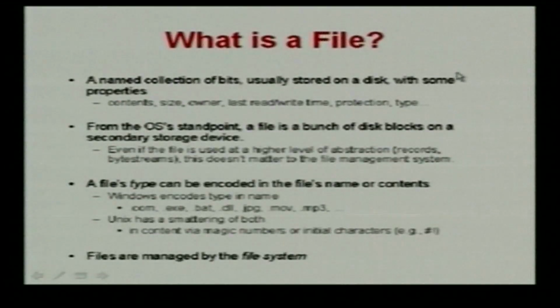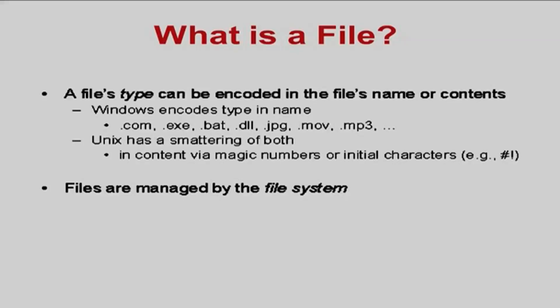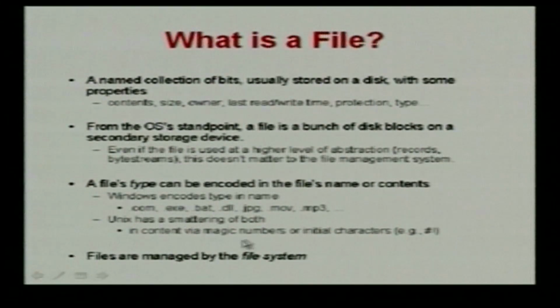Now a file's type, we said that a file can have a type. The file's type can be encoded in the file's name or in the contents. For example, the type of file can be .com, .exe, this is an executable file, batch file, this is an MP3 file, and so normally it will be encoded in the name itself as a dot extension, or Unix has a smattering of both. In content, via magic numbers or initial characters, will indicate what type of file it is. And normally the files are managed by something called the file system or the file management system.